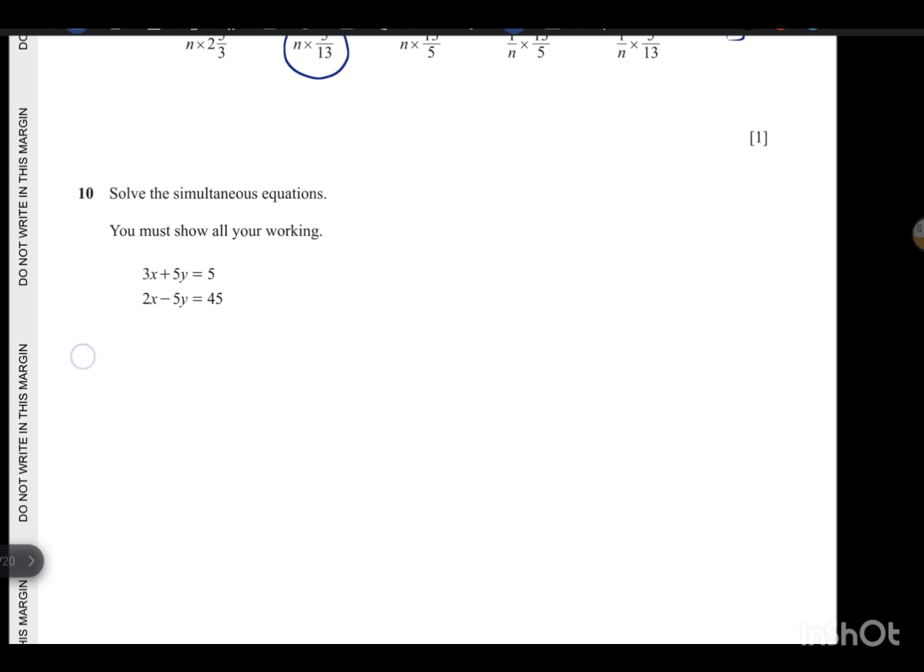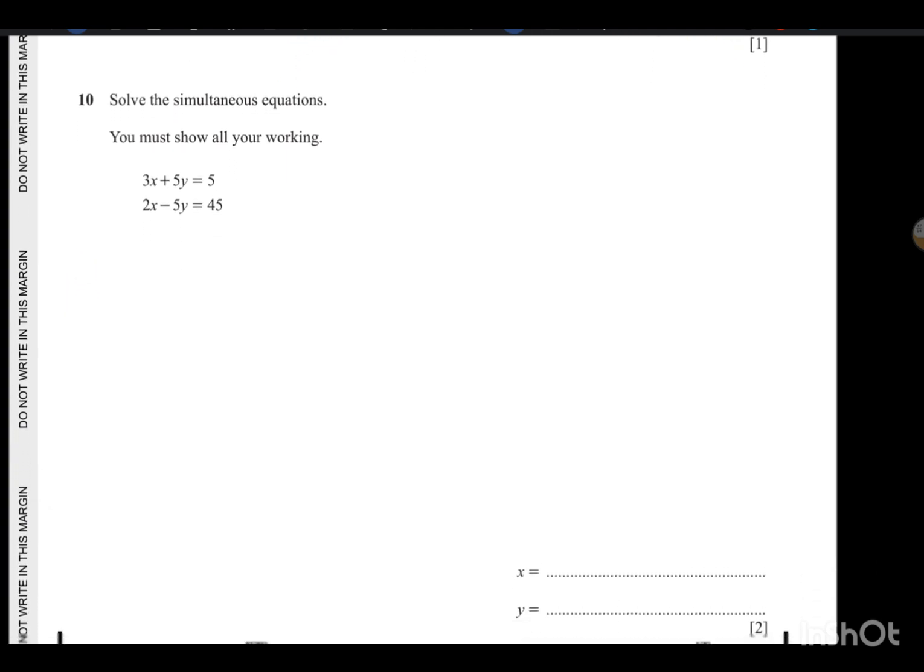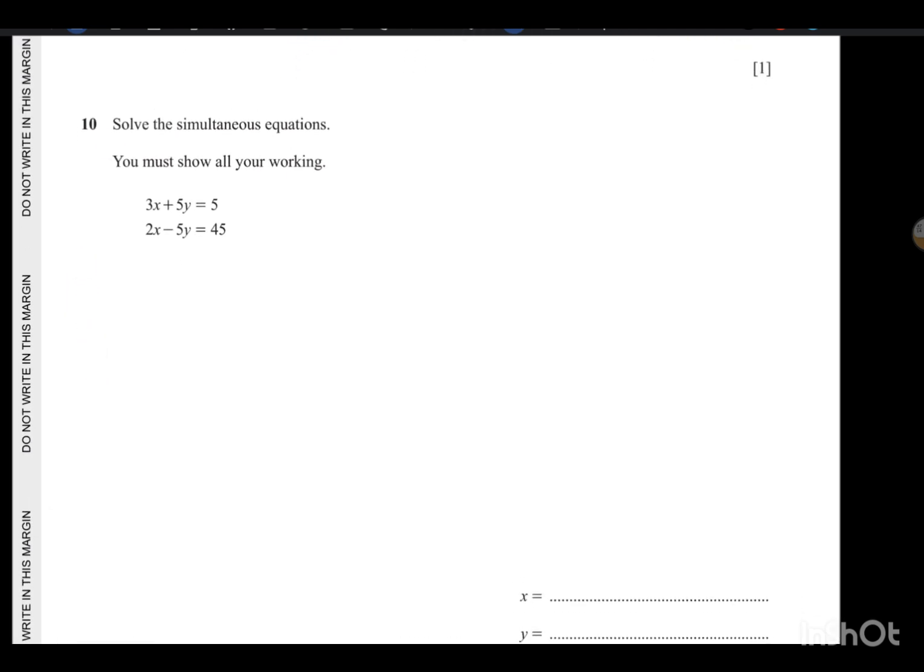Solve the simultaneous equations. You must show all your working. 3x plus 5y is equal to 5. 2x minus 5y is equal to 45. So give them numbers, equation 1 and equation 2. Add equation 1 and 2. Why am I adding? Because I can see 5y in both the equations having opposite signs. So addition will make our work easy.